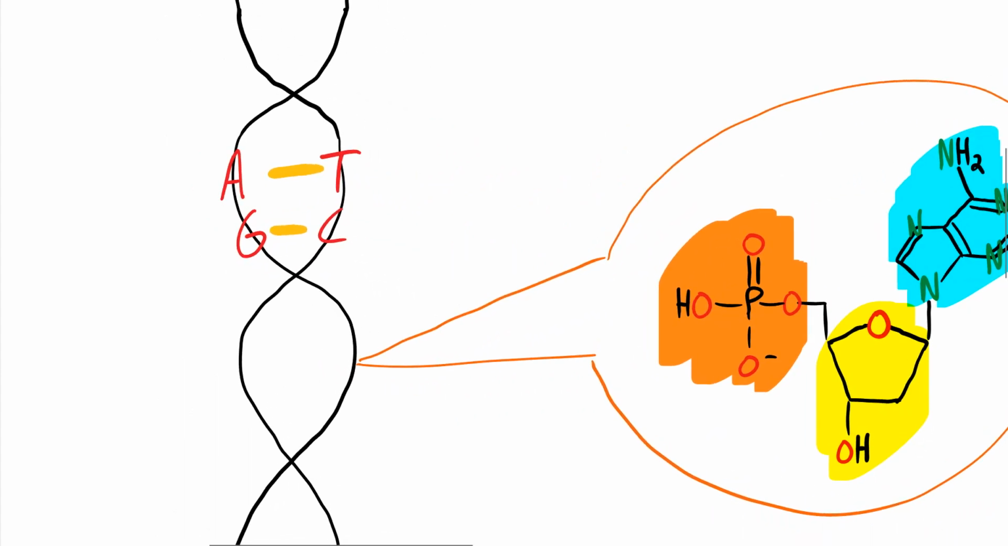So what this means is that if you have 80 quadrillion adenine nucleotides, you must have exactly 80 quadrillion thymine nucleotides. And if you have 80 quadrillion guanine nucleotides, you must have exactly 80 quadrillion cytosine nucleotides.